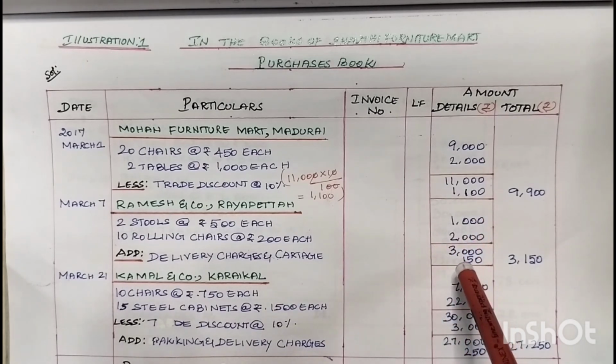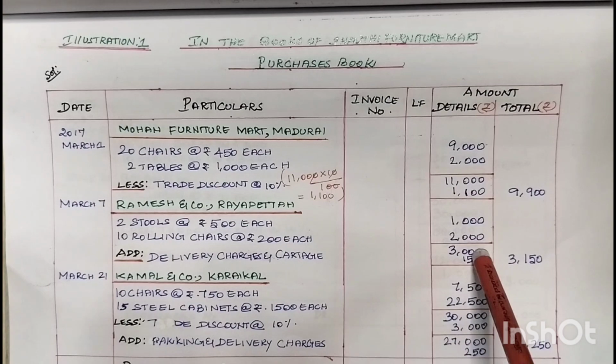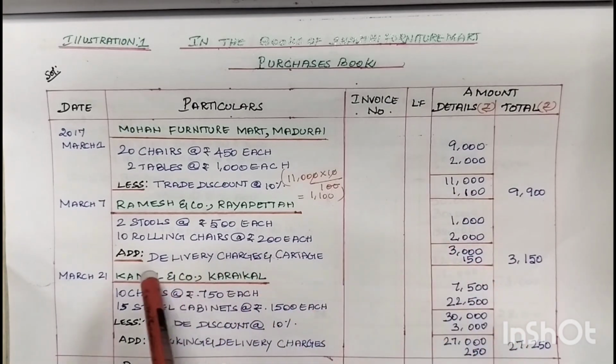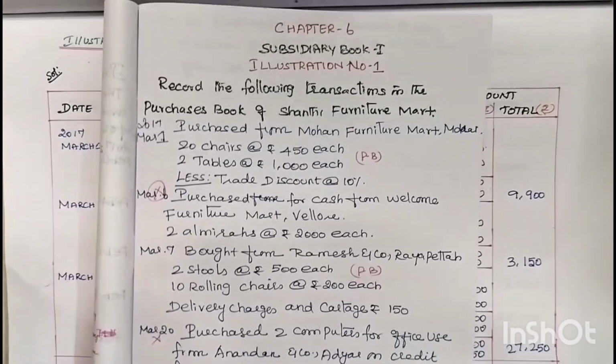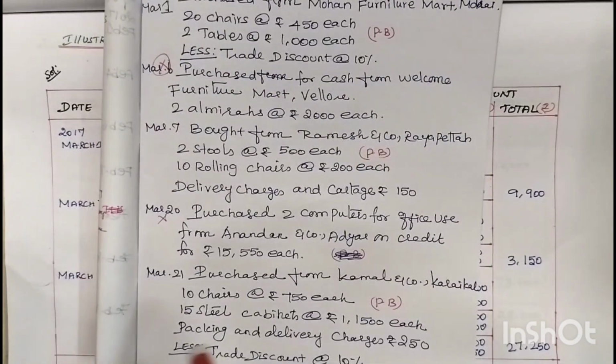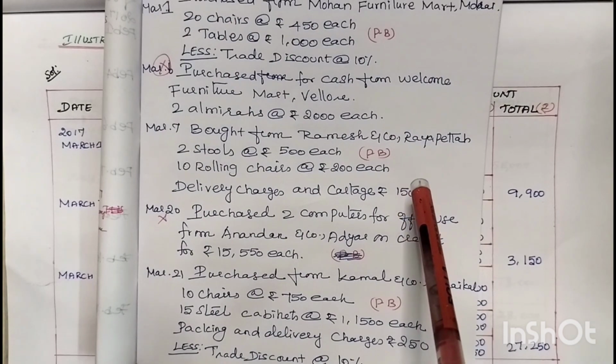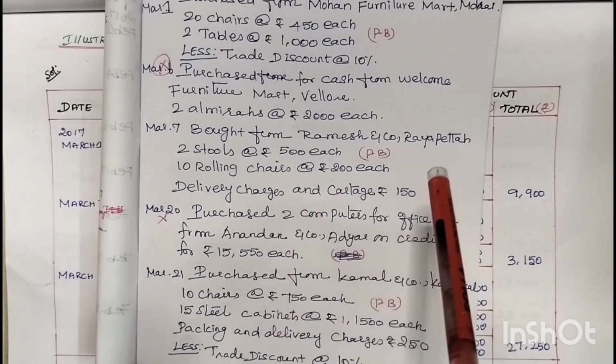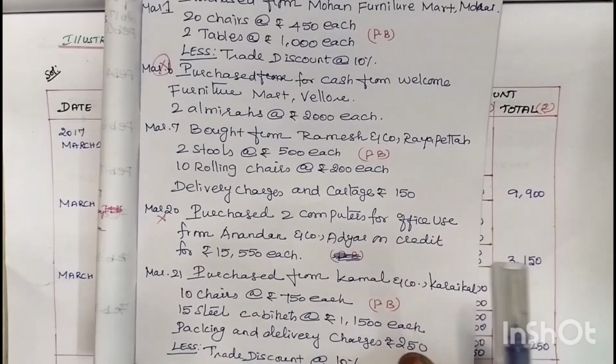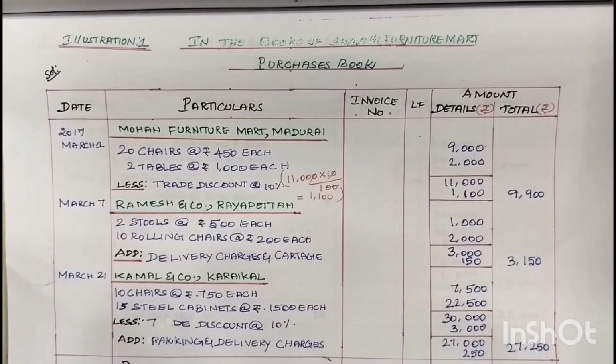You get the total value is 3000 rupees. Then you have the delivery charges and the cartage charges, rupees 150. You have this also added into your account, purchaser's account. Okay, purchaser is only payable that charge, that delivery charge.